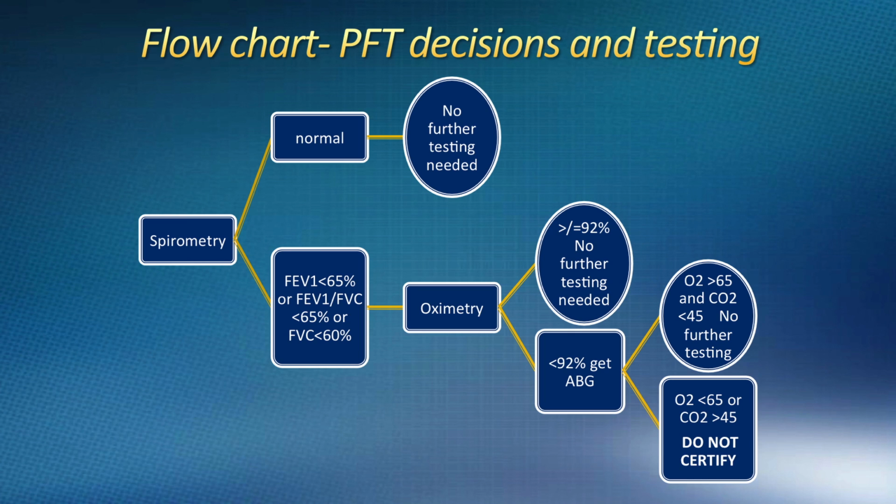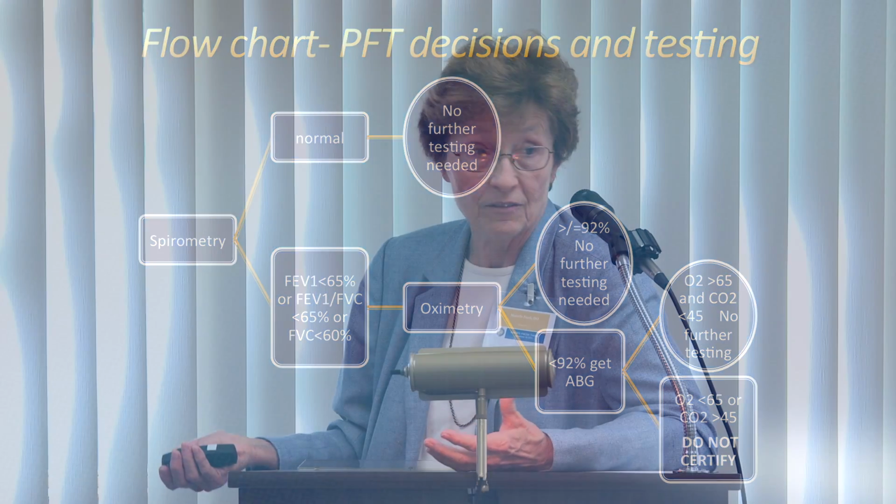If it's less than 92%, then you get a blood gas. The specific numbers for the blood gas is if the PO2 is less than 65 or the CO2 is greater than 45, you don't certify them. Now, that doesn't necessarily mean they fail, because if they have underlying lung disease that hasn't been diagnosed and it's treated, these numbers may all improve. So you could give them a conditional certification. You could give them the opportunity to come back at whatever point in time.